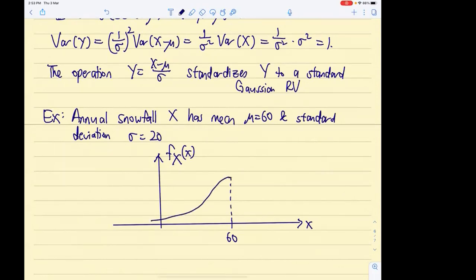But why is this not a good model? Can anyone tell me why? The book says the annual snowfall in this particular city has mean mu 60 and standard deviation 20. Why is this not a particularly good model, though it's reasonable? So the spread here is about 20. Yes, snowfall cannot be negative. You cannot have snow going up, you can only have snow falling down. But here there is some mass over here that is not accounted for. So this book is not very good, but never mind, let's just accept it.